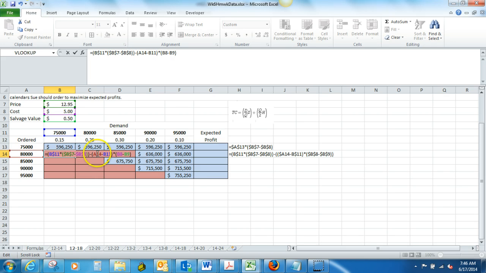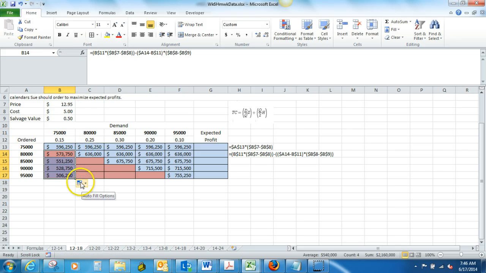Our A14 we want to be able to copy down but not over. Our B11 we want to be able to copy over but not down. And our B8 and our B9 should be absolute.